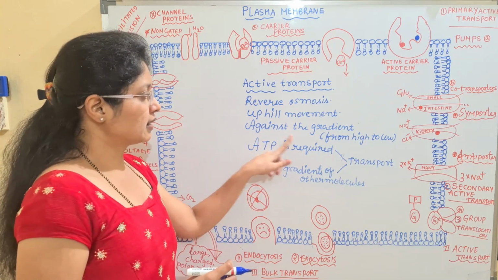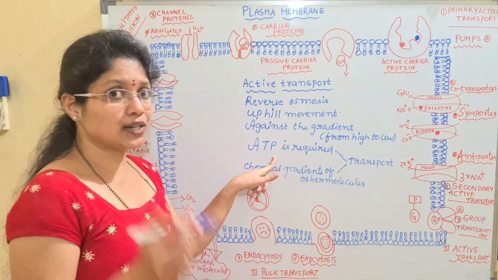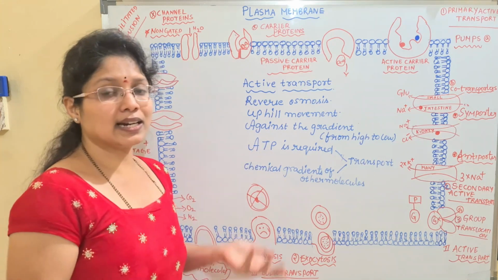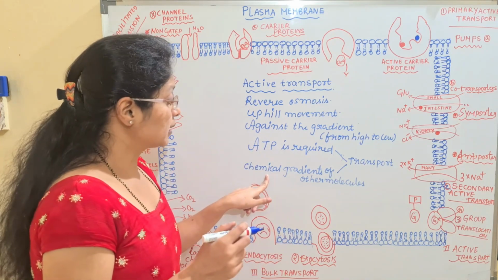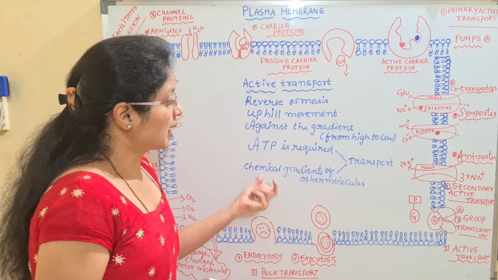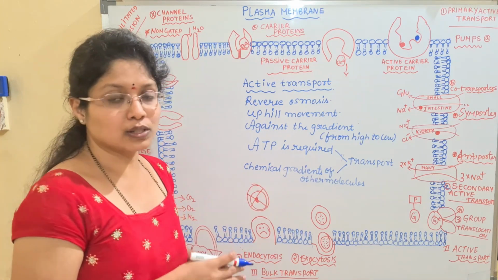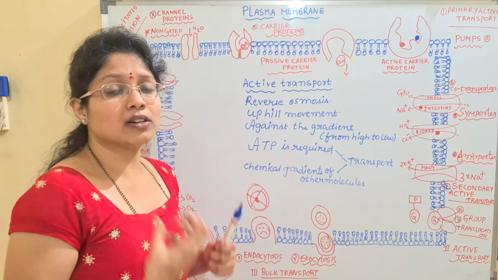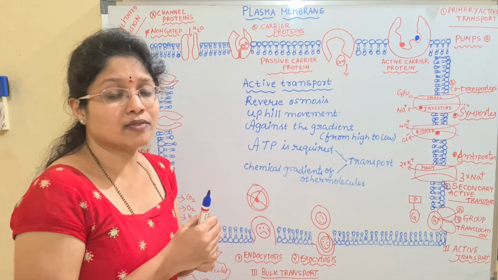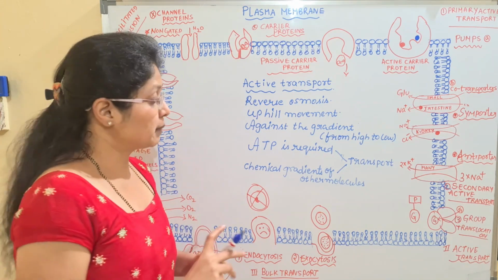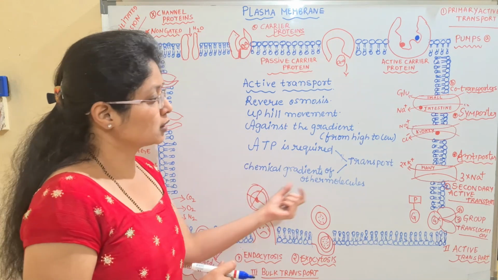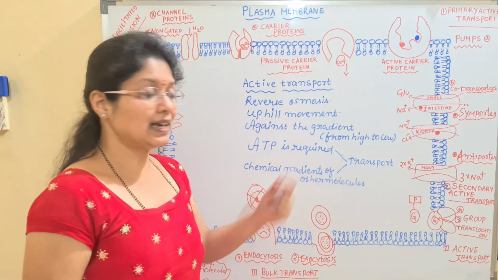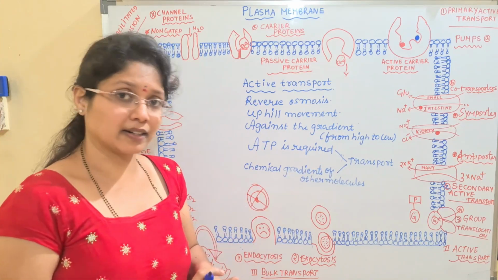Because they are moving against the gradient, they require additional energy, and this additional energy can be sourced either from ATP, which is directly available inside the cell, or it can be borrowed from the chemical gradients of other molecules. The other molecules will have the energy while moving downhill. They will release a certain amount of energy, and this energy will be borrowed or shared between the molecules participating in the active transport. We'll be discussing shortly how these chemical gradients are helpful in the active transport.